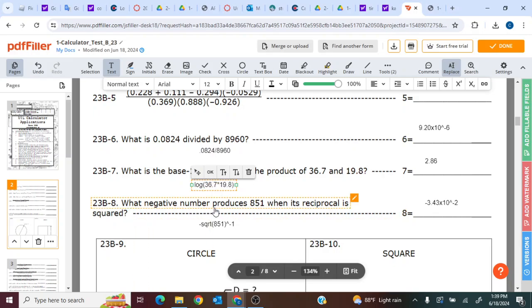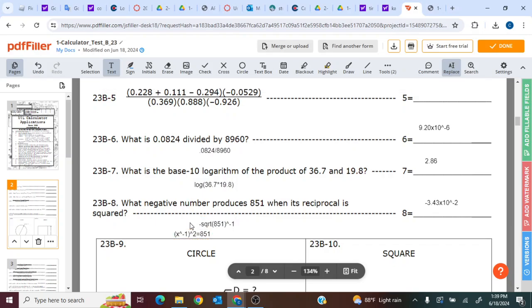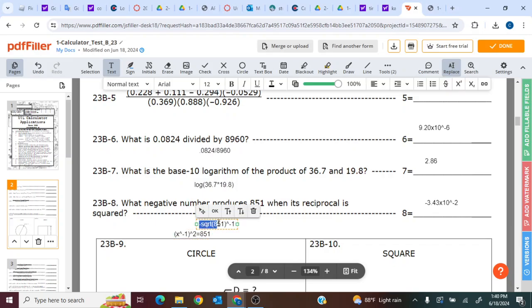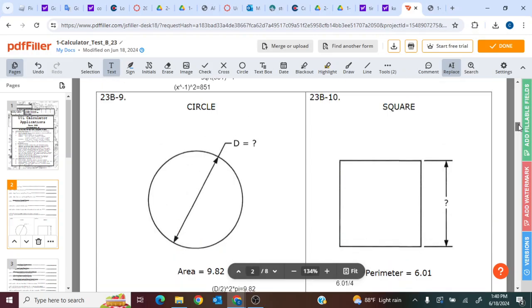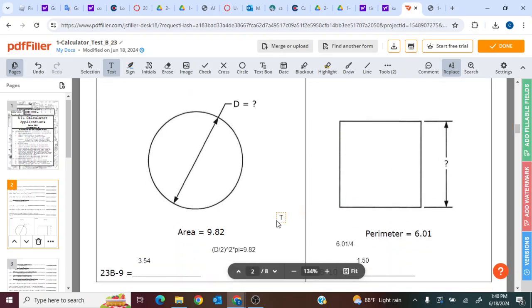8. What negative number produces 851 when its reciprocal is squared? Well, basically what it means is that some negative number is taken to the power of -1 and then squared to equal 851. And if you go in reverse, then you will get back to here, where it's the negative square root of 851 to the power of -1. And power of -1 means it becomes the reciprocal.